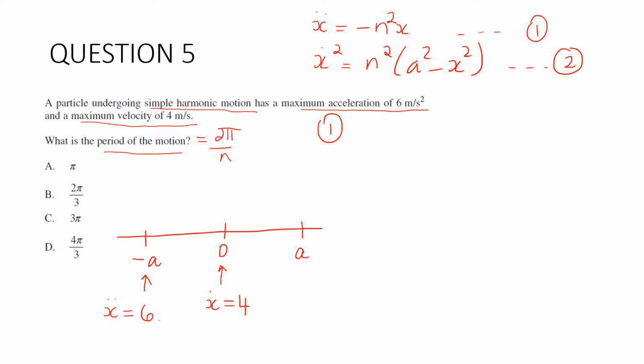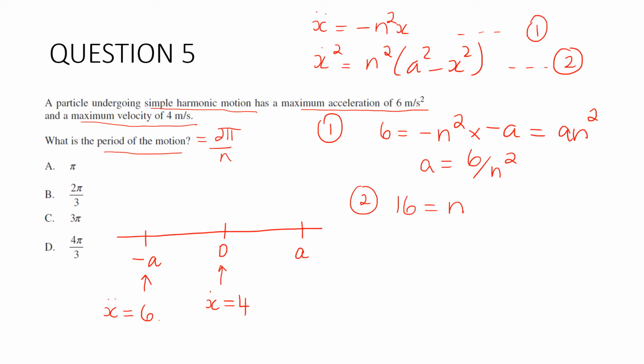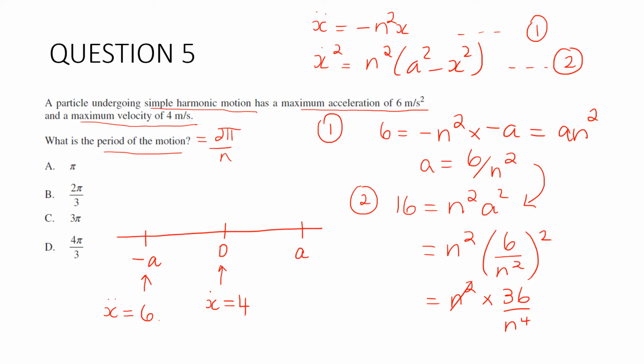Substituting into number 1, we get 6 is equal to negative n squared times negative a, which is a n squared. Let's make a the subject because I want to eliminate it. And from number 2, substituting in the 4, we get 16 is equal to n squared times (a squared minus 0), which is a squared. Okay, substituting in, we get n squared times (6 on n squared) all squared, which is n squared times 36 on n to the power of 4, which gives us 36 on n squared.